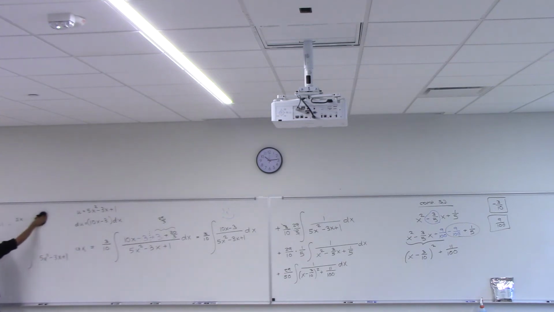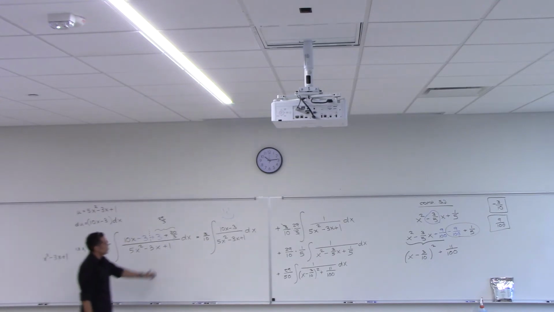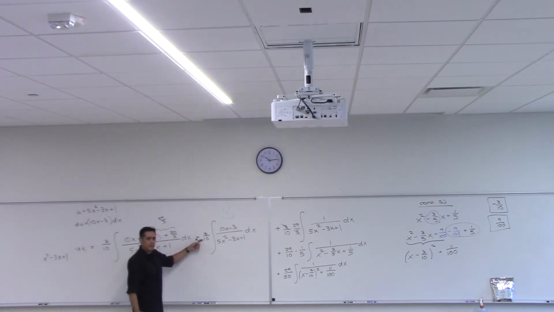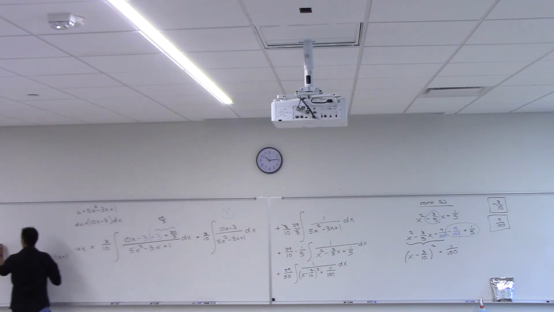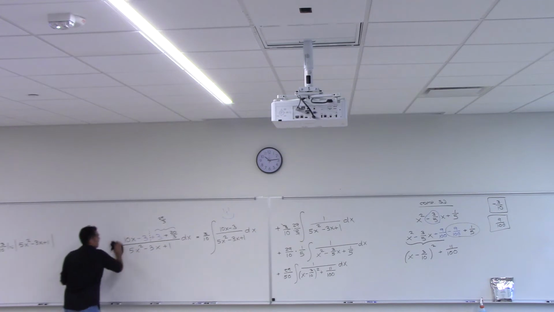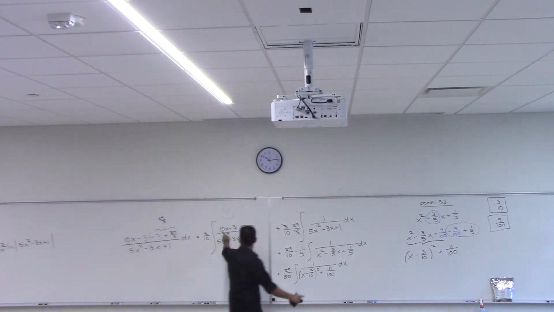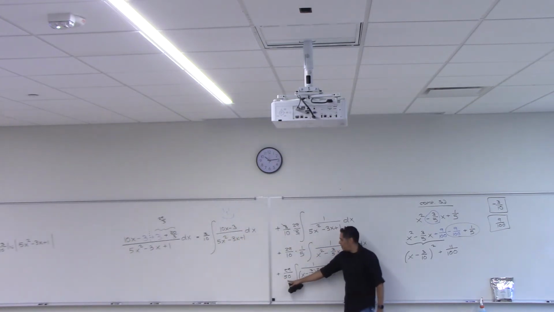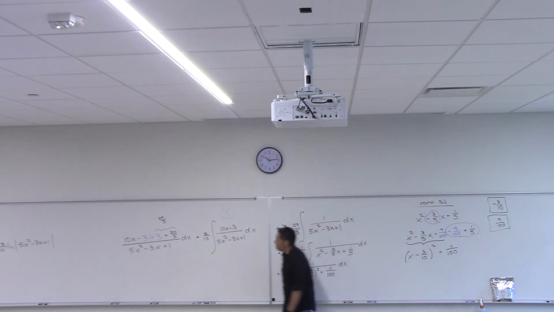Okay, the final answer is, where was it? This one right here we were happy with, right? 3/10 natural log of the 5x squared minus 3x plus 1. Right? All right, now, plus 29 over 50.